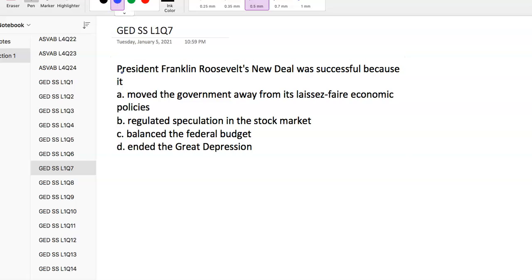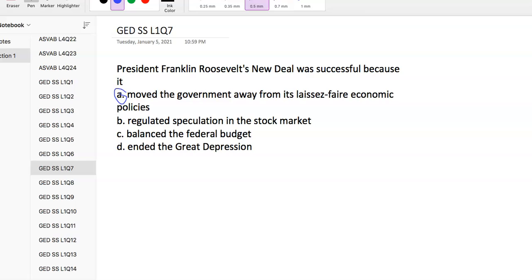So again, we're on this laissez-faire thing. Move the government away from laissez-faire economic policies. There are many parts of the New Deal that were positive. Laissez-faire economic policies meant that government left businesses and the economy alone. Again, hands off. The New Deal accelerated the move away from these policies.